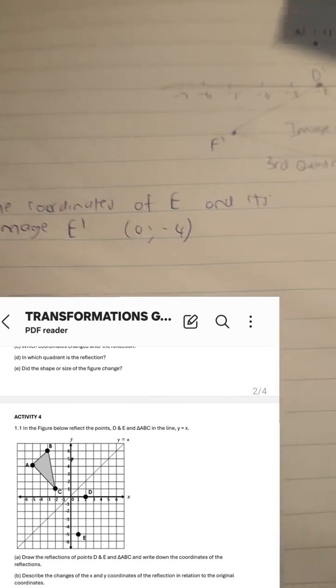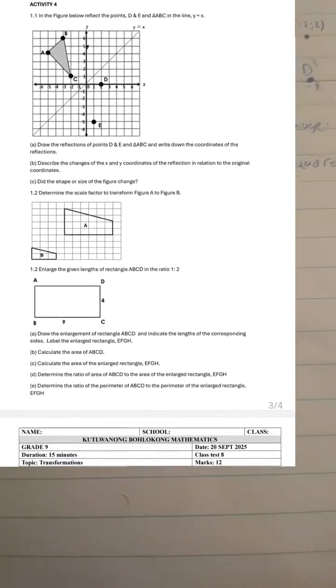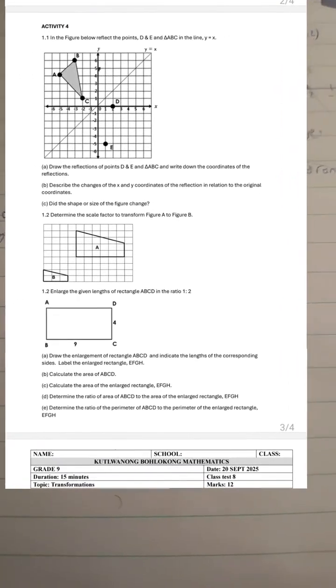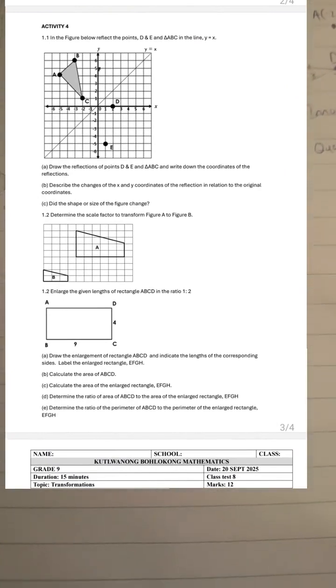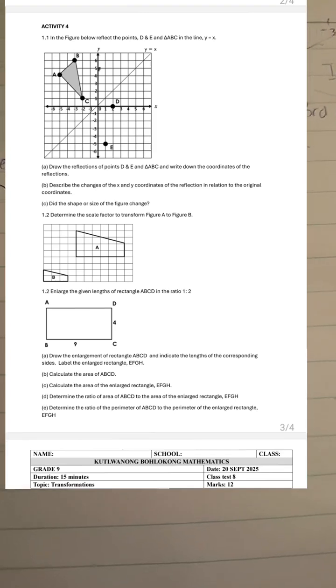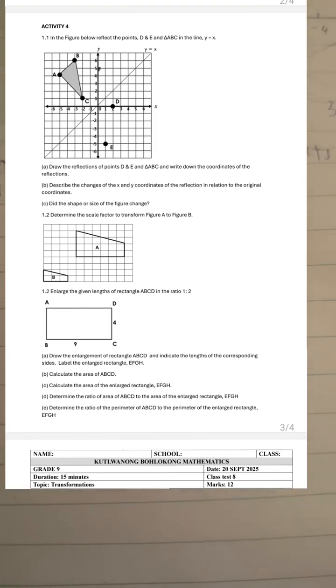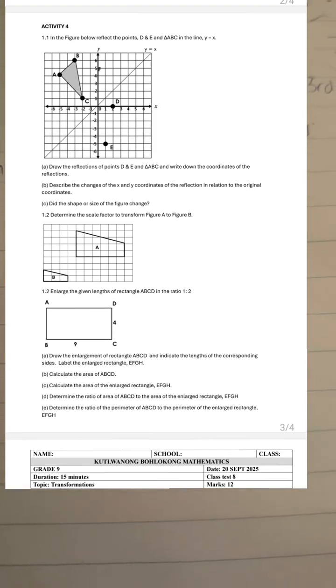Guys, if you want to get more into what I did, because I explained all of this in my live lesson yesterday, you can check out the video I posted yesterday on the live lesson on transformation geometry, and you can get into that.